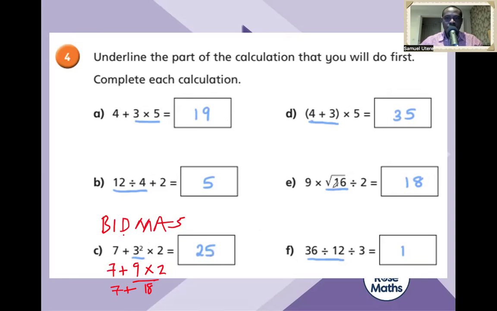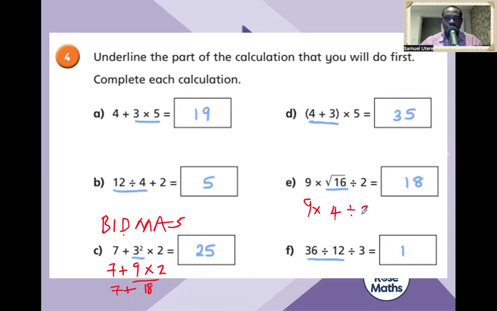Here, we have to do this one first. Why? Remember, I explained to you that the inverse of index is root. So index and root have the same priority. So we're going to have to do that before we do division. So here, roots, so you do 9. This is 4. Root of 16 is 4.